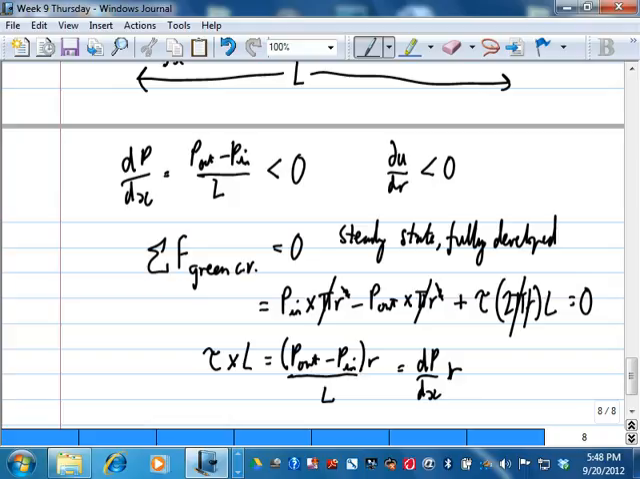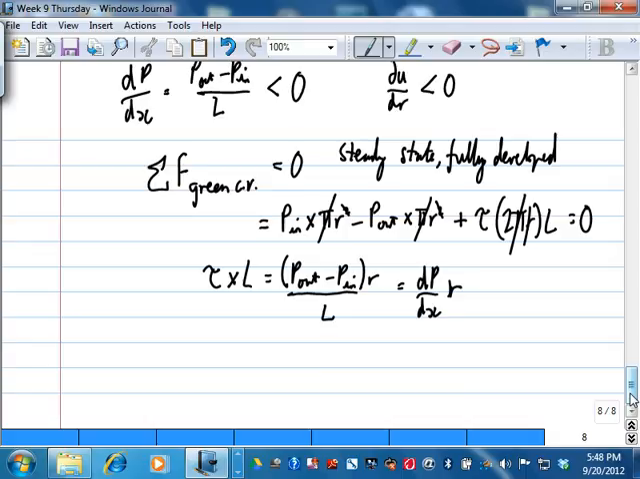Shear stress is equal to mu du dy. In this case, it is mu du over dr. The L is no more here already. It is equal to dP on dx multiplied by R. Is that correct? Yes.